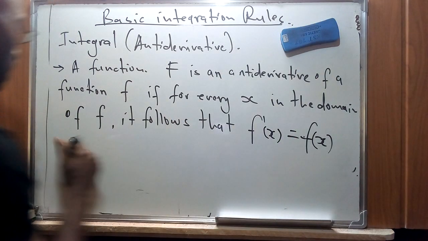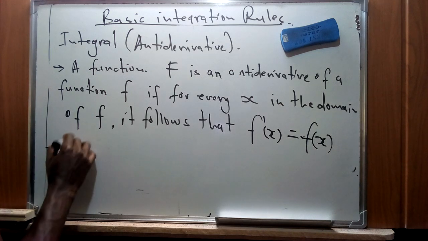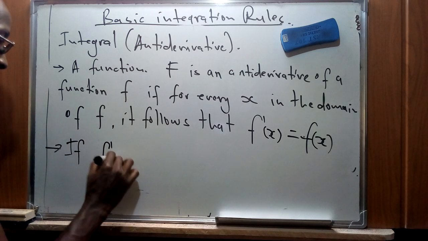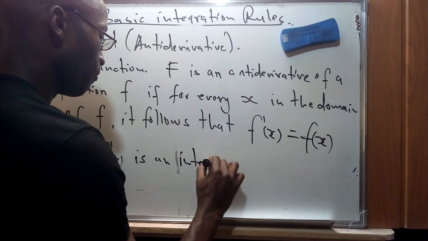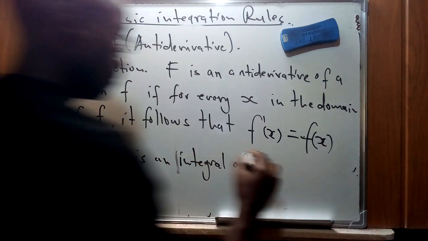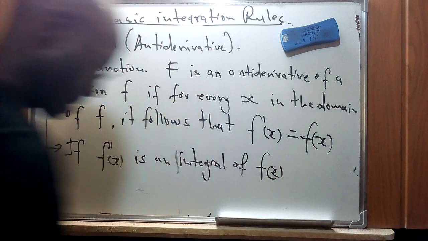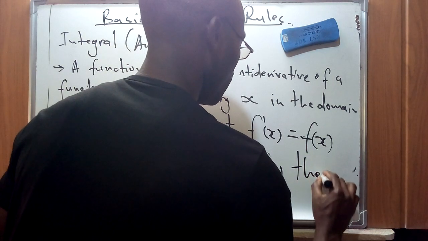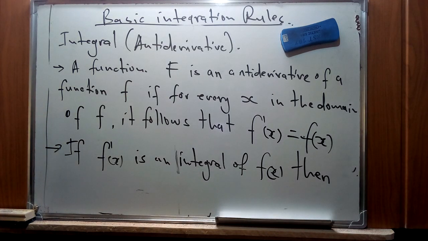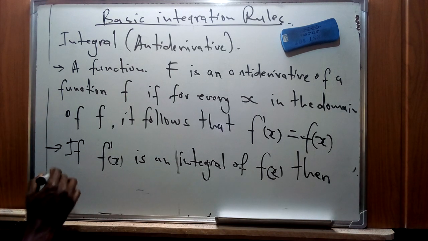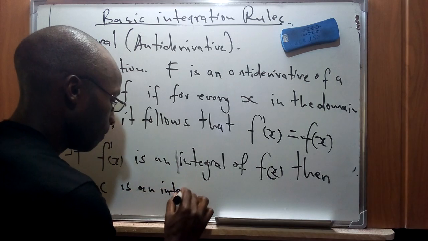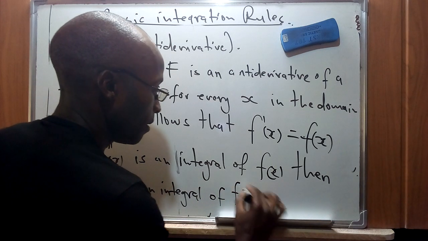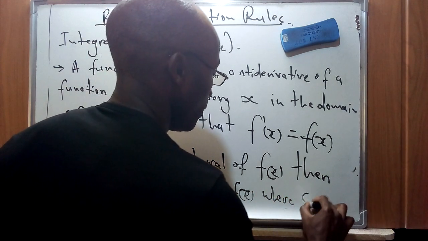And then from this particular statement, therefore, if f prime x is an integral of fx, then there's a second part of that fraction that we are given for the notation of an integral, and therefore capital Fx plus c is an integral of fx, where c represents a constant.